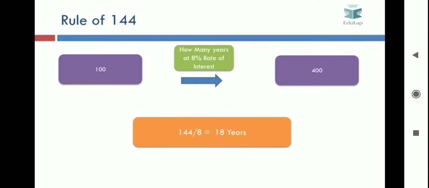What is the rule of 144? The rule of 144 basically says how much time it will take you to quadruple your money. Suppose you want to convert 100 into 400, then at 8% rate of interest, it will take you 144 divided by 8, that is 18 years.